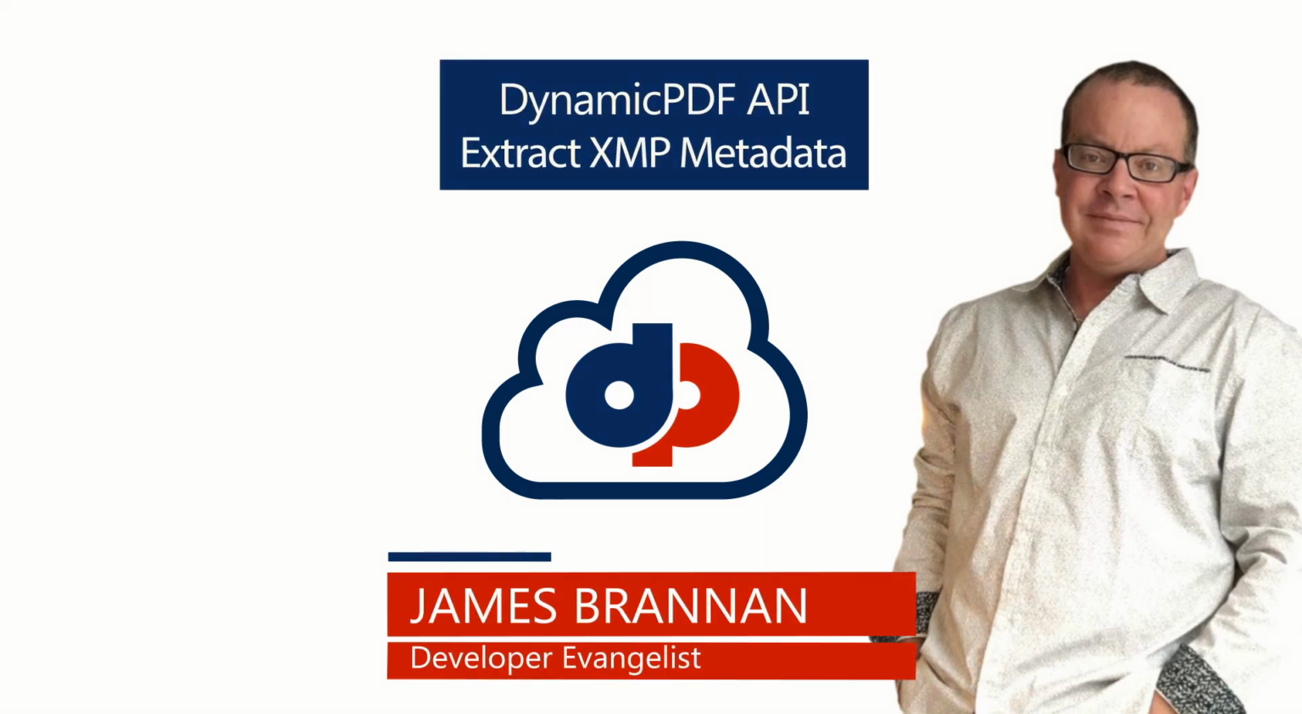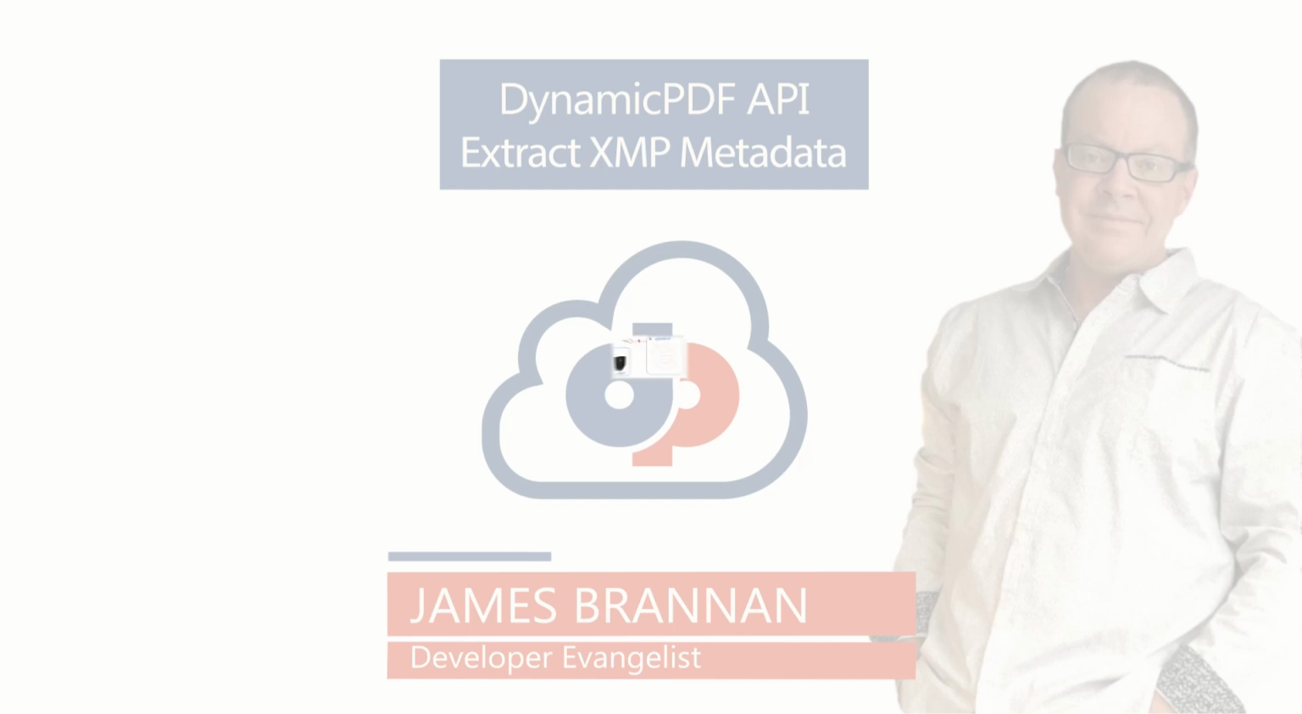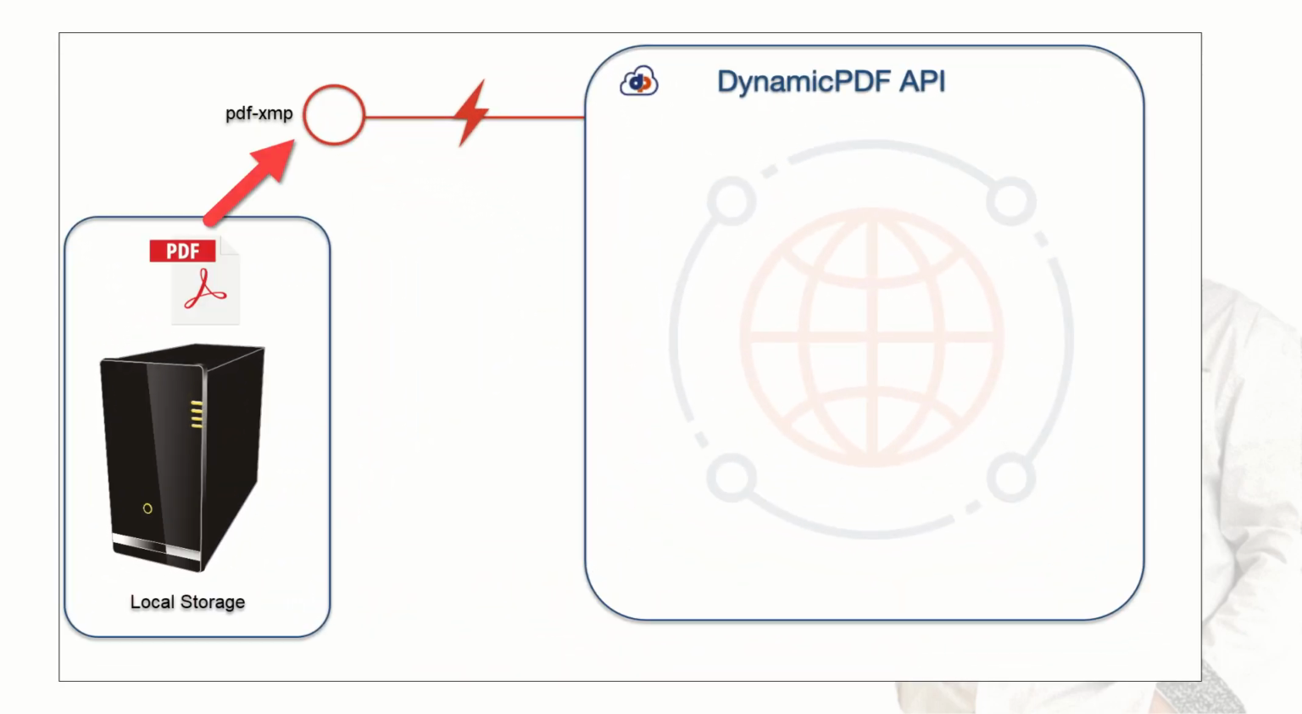In this tutorial, we extract XMP metadata using the pdf-xmp endpoint. The way it works is like this. From your local system, you send a PDF document to the pdf-xmp endpoint. DynamicPDF API then processes that PDF to extract the XMP metadata. The XMP metadata is then returned to the calling system as XML.